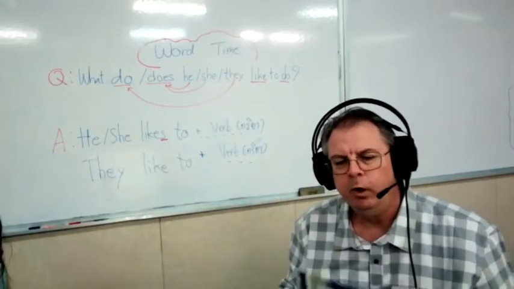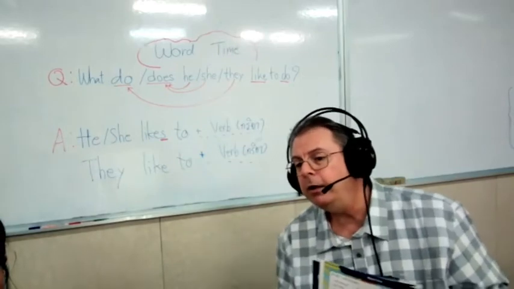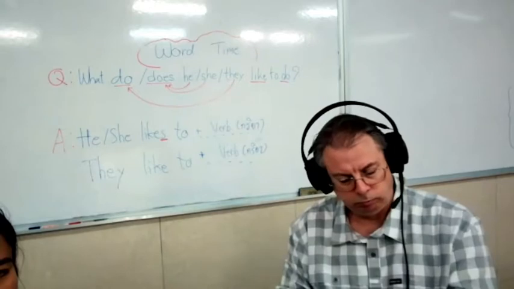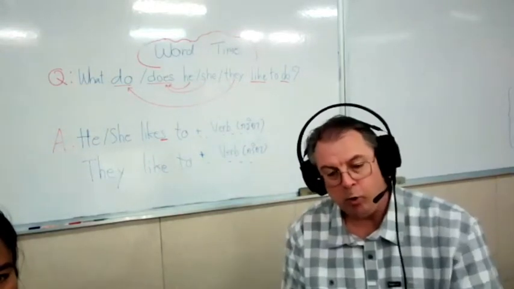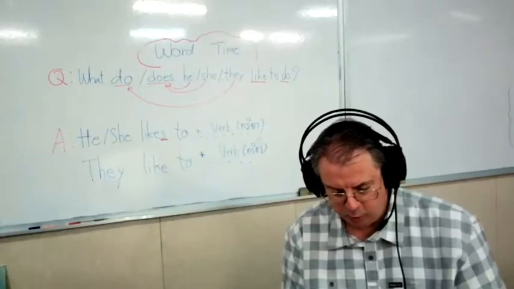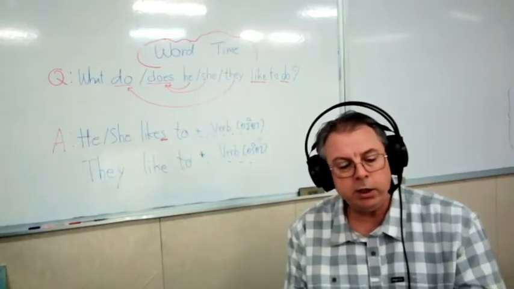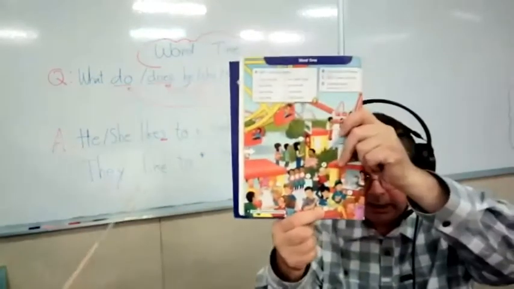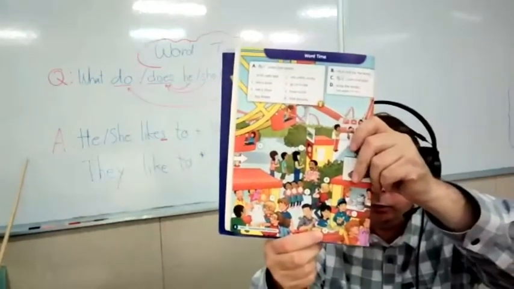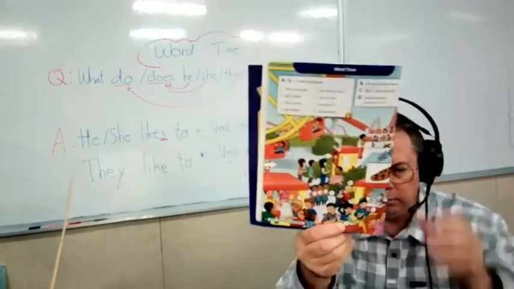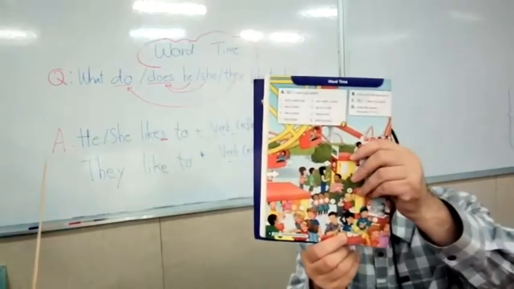Now let's get the one who raised a hand. Actually, number six. Picture number six. What do they like to do? They like to have lunch.